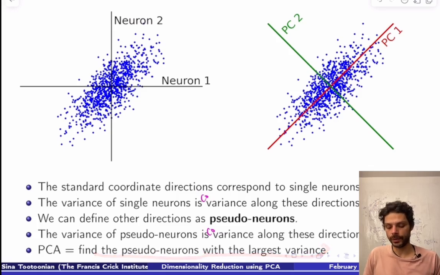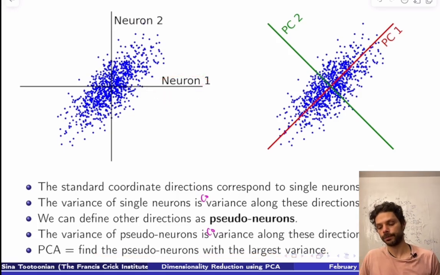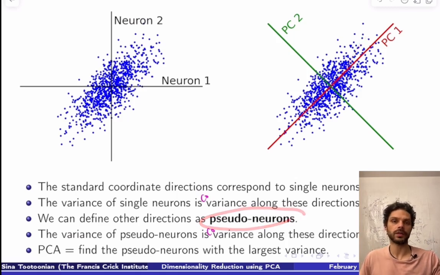So we're going to see how we can actually think of the variance of a single neuron in a slightly different way, from a kind of population level, as a projection of the covariance along a particular direction. And then we just play the same game for arbitrary directions, which define pseudoneurons, and then we just find the directions in space which maximize the variance.